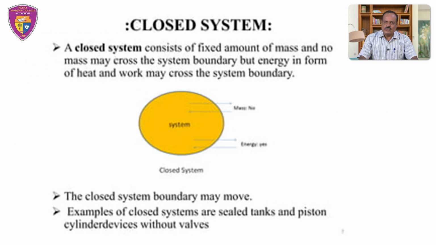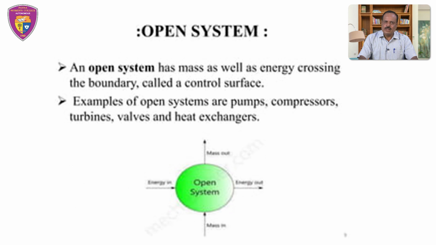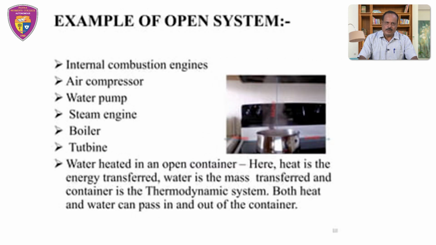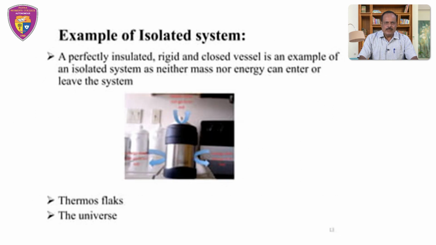A system which can exchange energy but not matter with its surrounding is called a closed system. Examples: water heated in a closed vessel, or the use of a pressure cooker for cooking. An open system is a system which permits mass as well as energy across the boundary. Evaporation of water in an open beaker is an example of an open system. An isolated system is a system which neither exchanges energy nor matter with its surrounding. Such a system is surrounded by a rigid adiabatic boundary. For example, a liquid contained in an insulated thermos flask is an example of an isolated system.